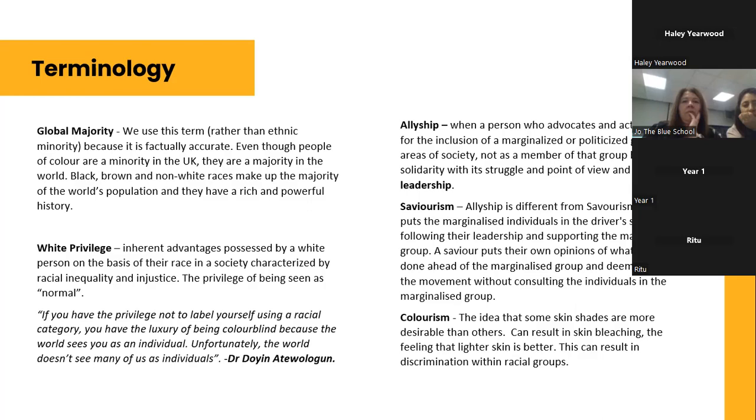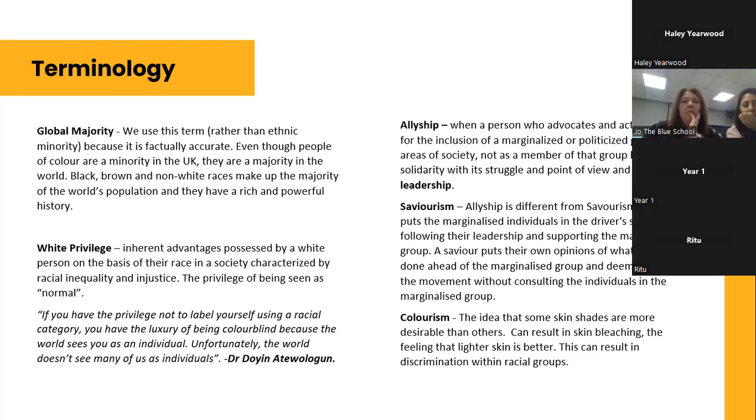So we've got white privilege, which is inherent advantages possessed by a white person on the basis of their race in a society characterized by racial inequality and injustice. So it's the privilege of being seen as normal and not having to label yourself using a racial category or skin color.